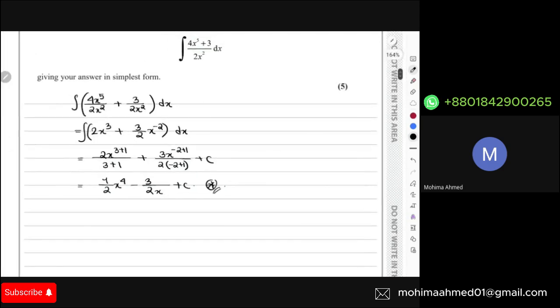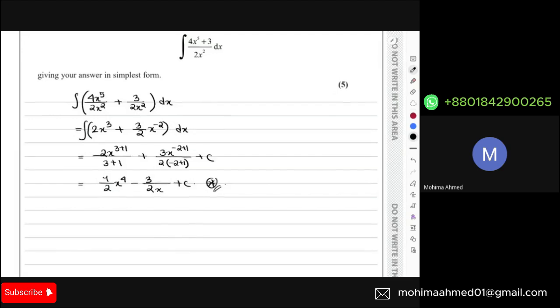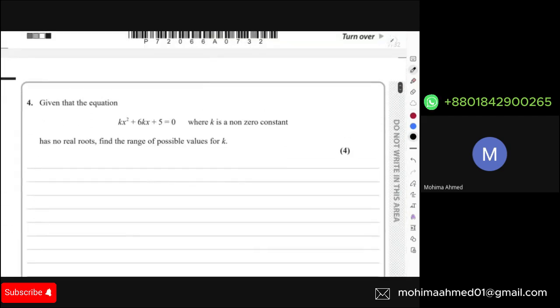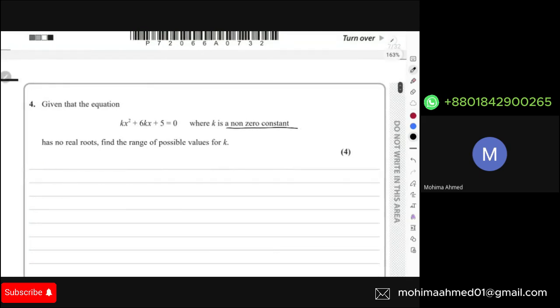I hope there is no problem from integration. Let's quickly move on to your question 4. It says that where k is a non-zero constant, no real roots, find the range of values of k. No real roots means that this time they are saying that this is a complex root situation, right?